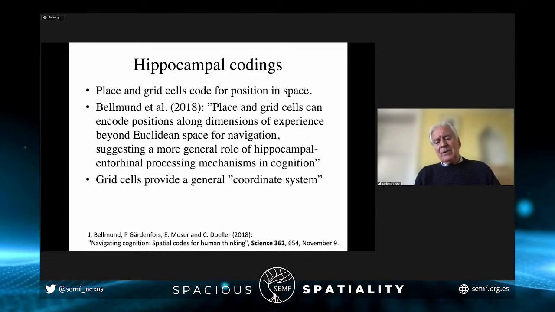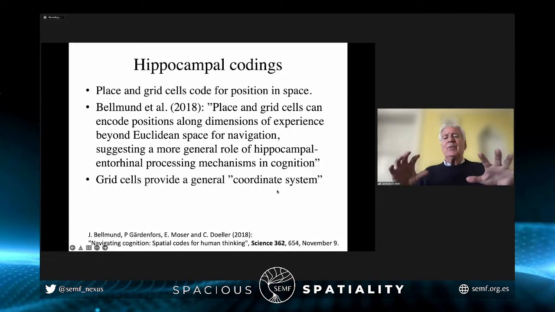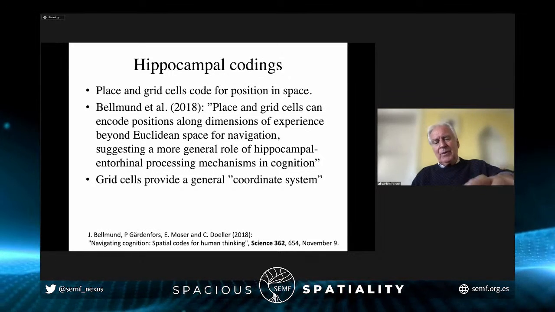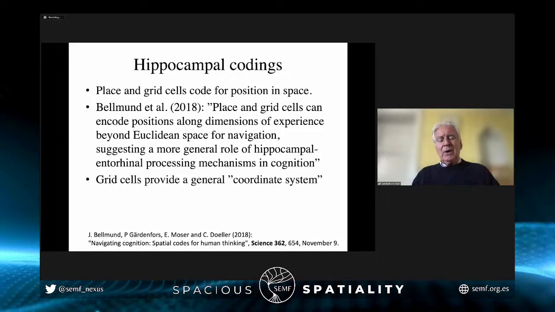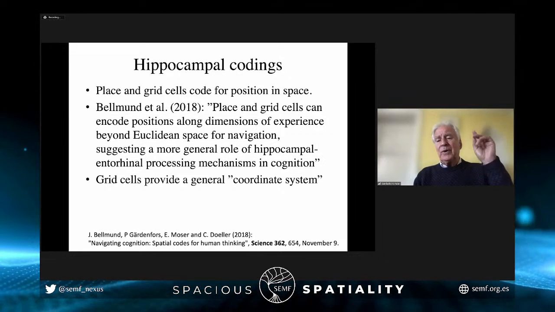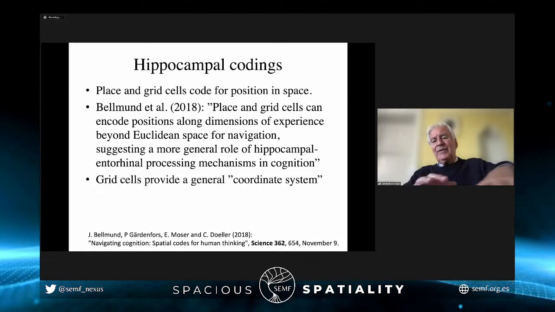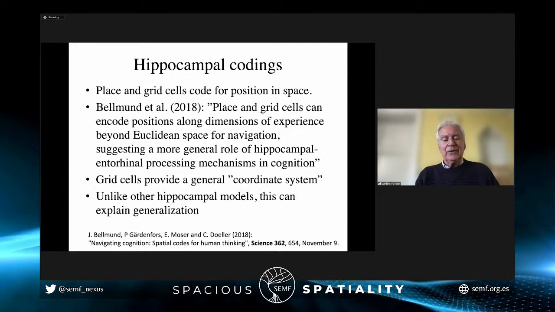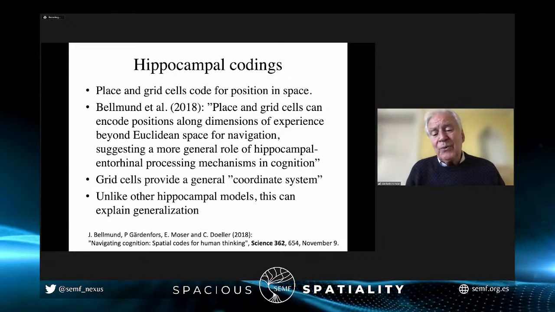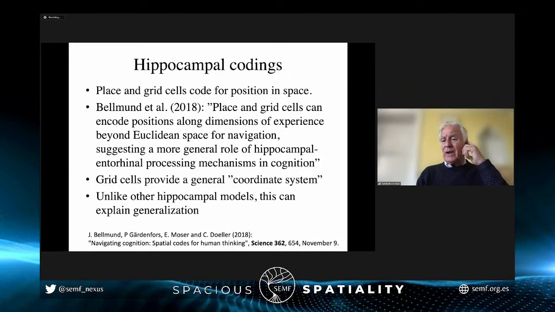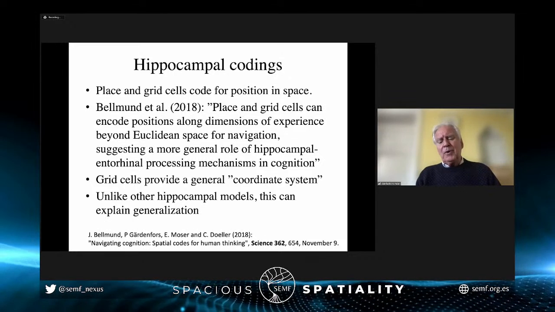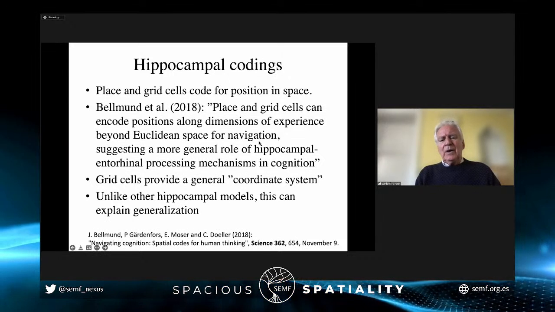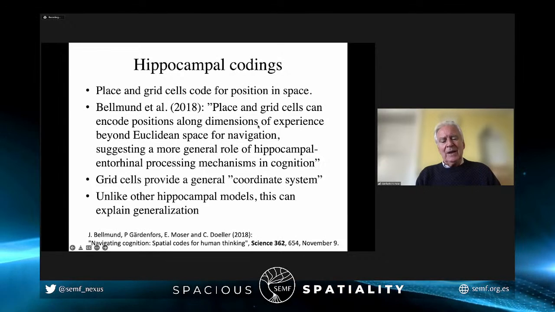But there are lots of people working on this idea that the hippocampus represents lots of other things. And a general idea is that the grid cells function as a general coordinate system. I mean, there are different codes mapping different perceptual domains, colors, shapes, and so on, onto the place cells. And then these place cells are organized into a space via the coordinate system that is provided by the grid cells. So we can then quite easily explain generalization. And the other geometric models or topological models don't have the same capacity to explain generalization as our more general conceptual space model here.